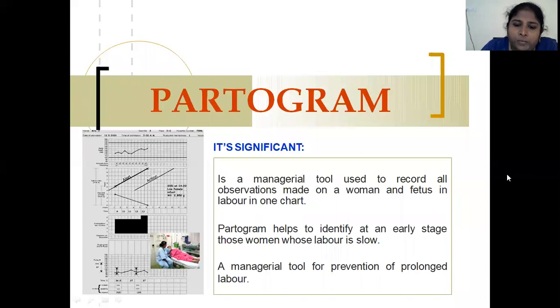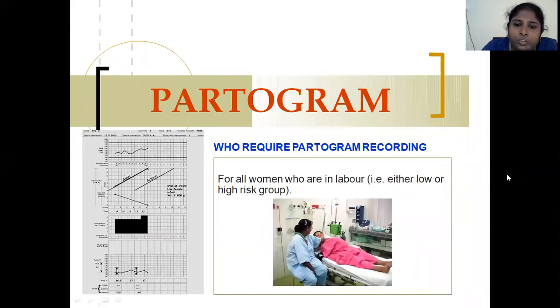It helps to identify at an early stage those women whose labor is slow. Just by looking at the partogram, you can say whether the labor is progressing normally, whether it can continue to wait, or you have to intervene and do cesarean. Just by looking at the graph, you get an idea. That is the advantage of the partogram. And WHO recommends partogram monitoring for all women in labor, not only high risk, meaning diabetes, PIH, twins, breech, anything. The partogram sheet should be in the case sheet of all the patients in labor.